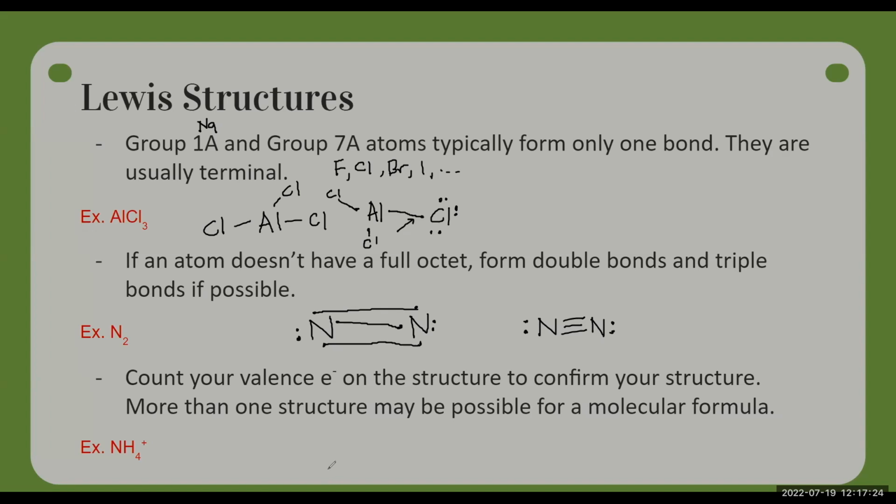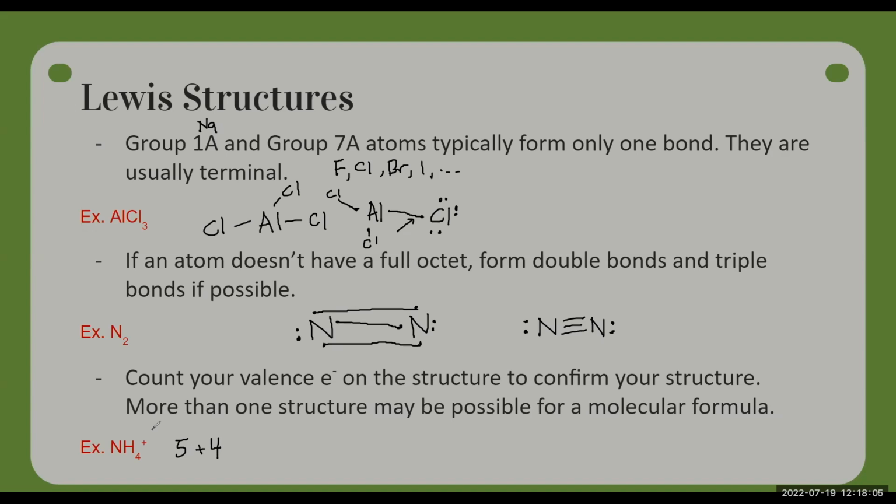And my last little tip is that you want to count your valence electrons on your structure so that you can confirm your structure. And remember that there are going to be more than one possible structure for certain molecular formulas. So if I were to count the valence electrons on, let's say, this ammonium ion right here, I know that nitrogen usually has a valence electron count of 5, and then hydrogens have 1 valence electron each. So I can do 1 plus 1 plus 1 plus 1, that would be 4. So currently we have a total of 9 valence electrons.